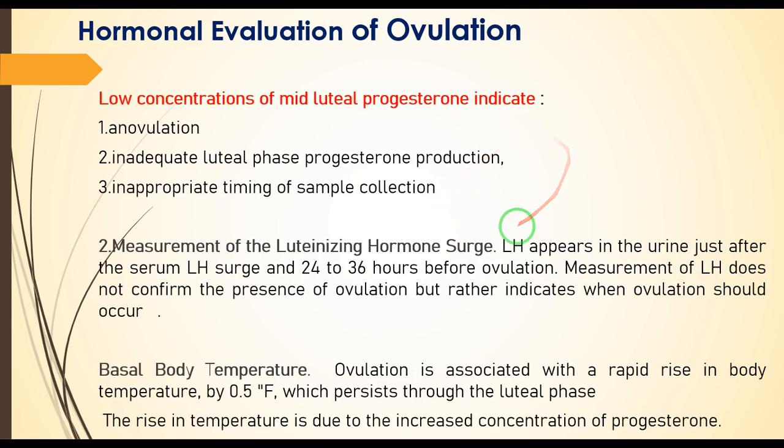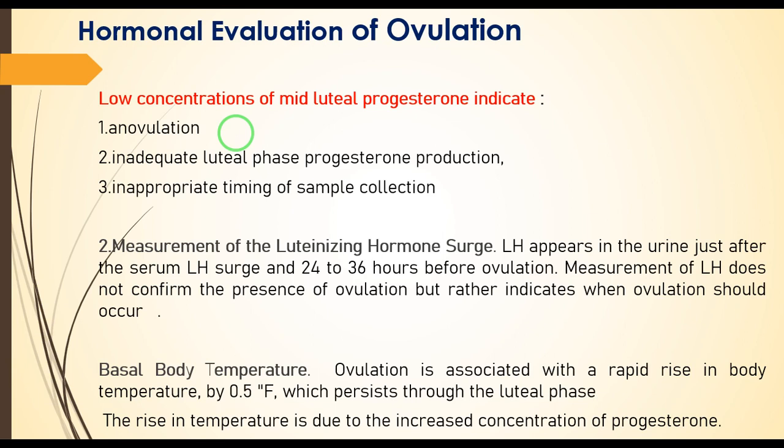Sometimes we measure the serum progesterone and it is low. If we want to interpret the causes of low concentration of progesterone, we can put a differential diagnosis. Either there is anovulation, no ovulation has occurred, so the progesterone didn't increase, or sometimes the luteal phase didn't produce enough progesterone. This is the second cause of low progesterone in this period. Or sometimes there is inappropriate time of sample collection.